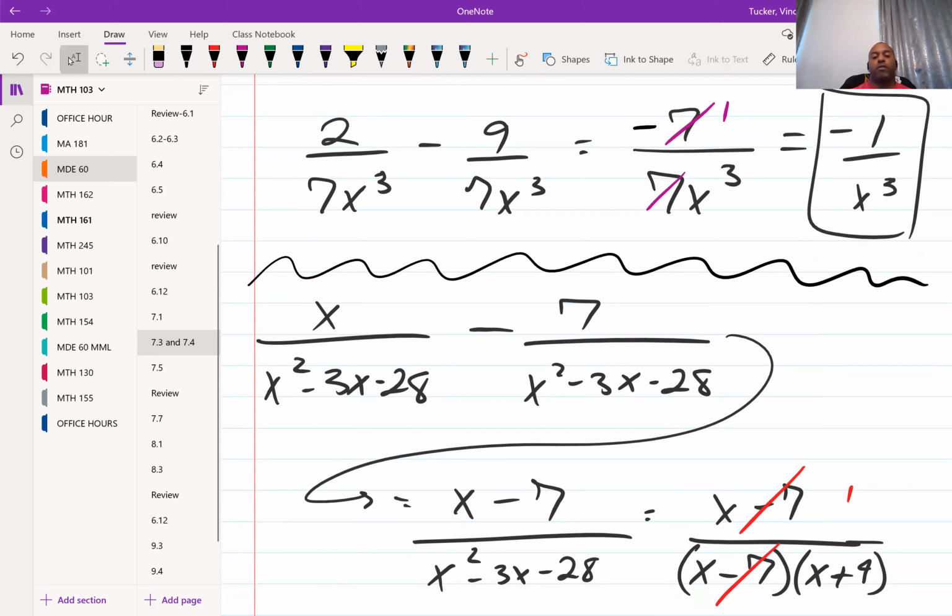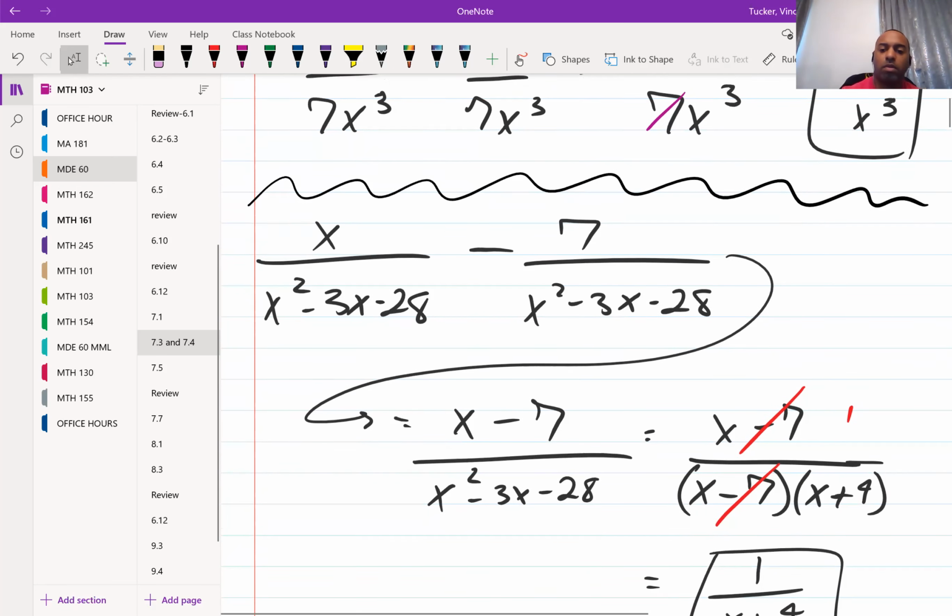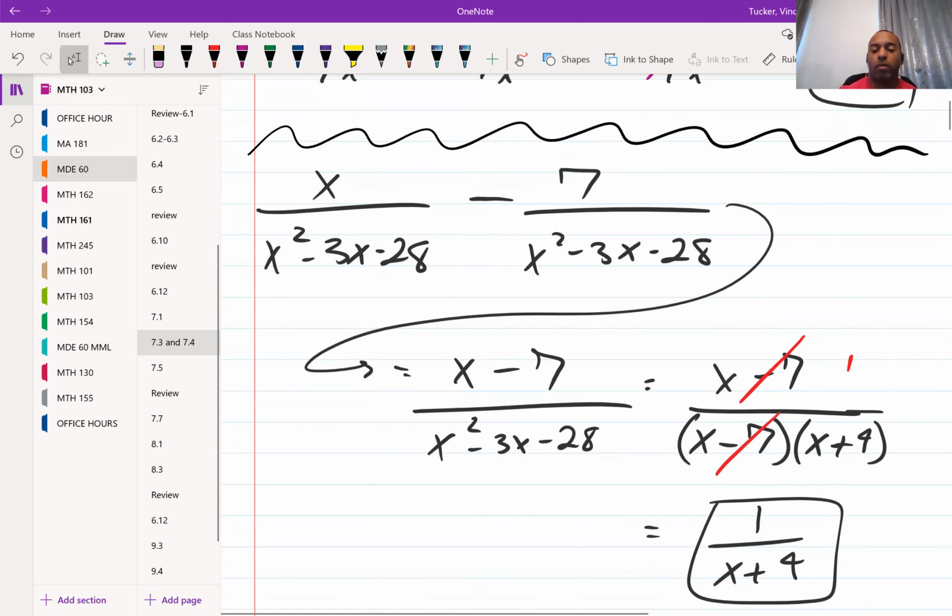Then you can factor the denominator into x minus 7 times x plus 4. So then the quantity x minus 7 can cancel out, leaving you with 1 over x plus 4.